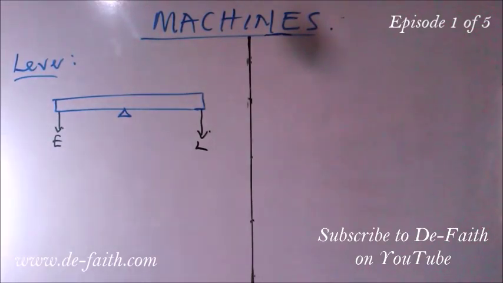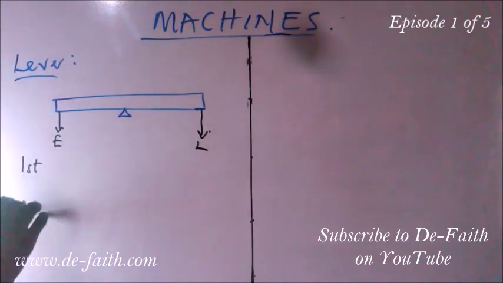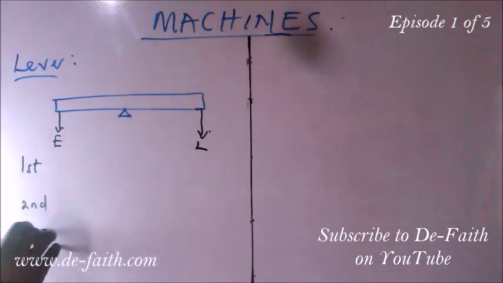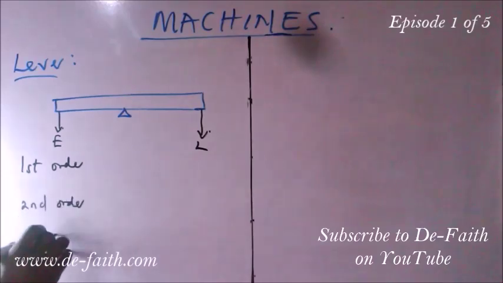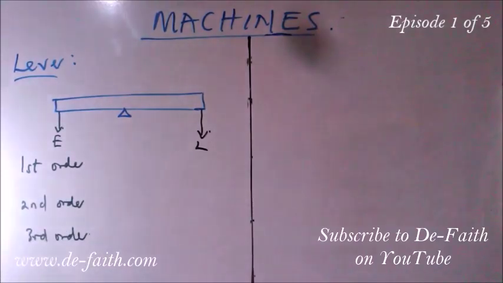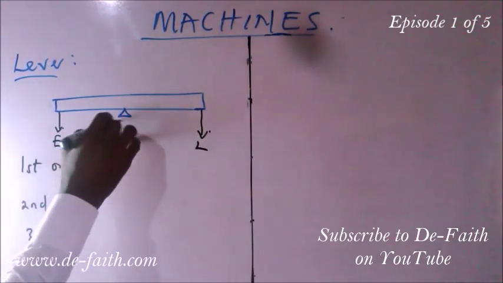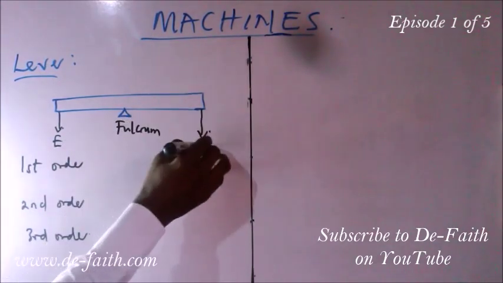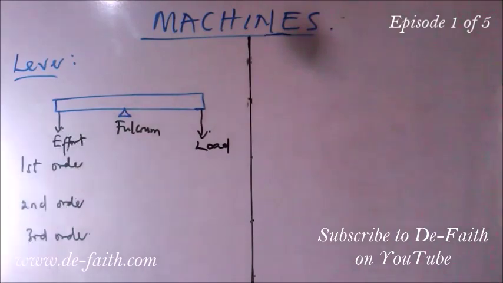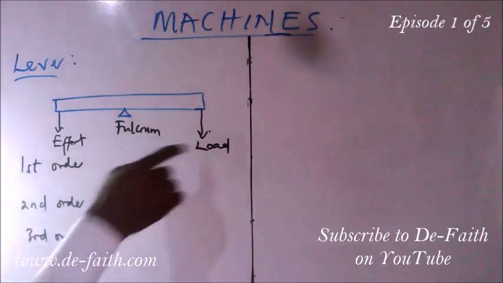And we have three orders of lever. We have the first order, the second order, and the third order. When we are talking about the order, we are talking about the arrangement of the effort, this pivot point, which is also called the fulcrum, and also the load. I'm saying that there are several arrangements of these three.